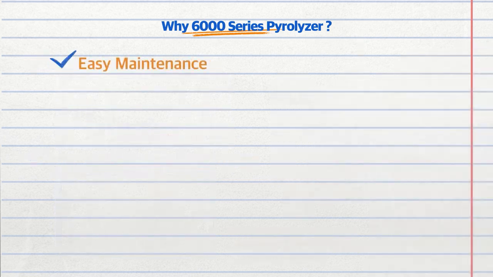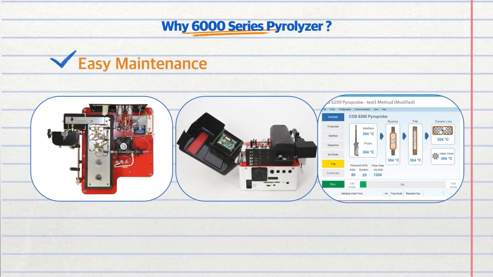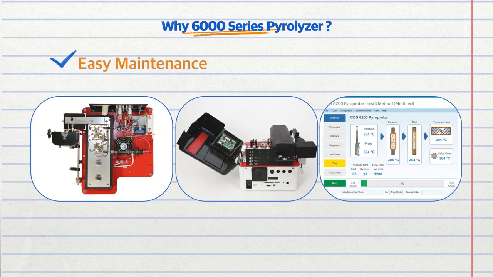Easy maintenance. The 6000 series pyrolyzer is designed with quick access panels for easy diagnosis and quick exchange of parts to minimize instrument downtime. The self-diagnosis capabilities identify the leaking zones when attempting to troubleshoot the system, shown on the intuitive UI of the software.